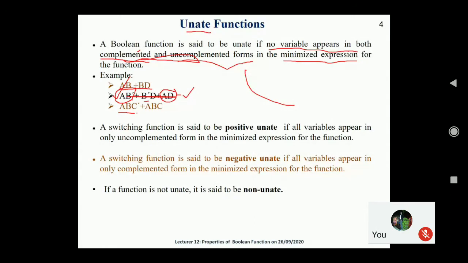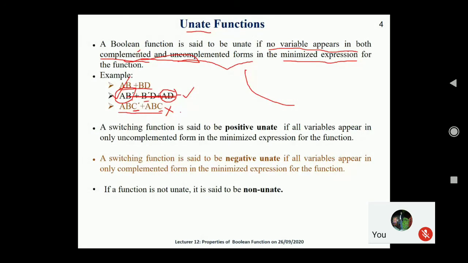Now tell me, is this third one, A B C bar plus A B C, a unit function or not? Yes, good. It is not a unit function because here this one is C complement, but here it is C. But remember, just a minute, I am completing this one, after that you can ask. In A B C bar plus A B C, the first term has C in complement form, and the second term has it in uncomplement form. So this one is not a unit function.